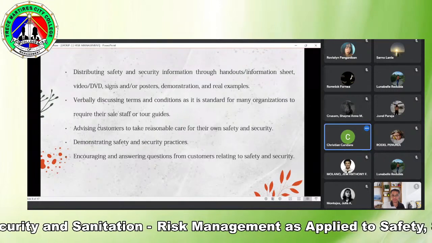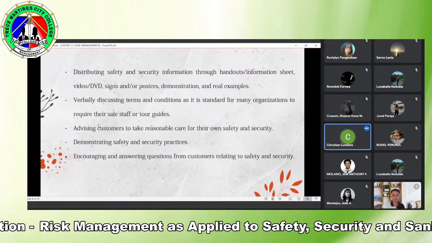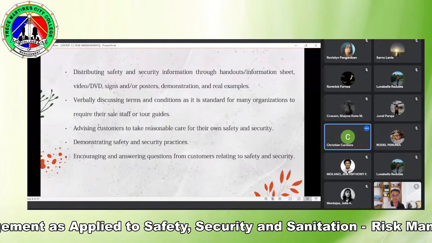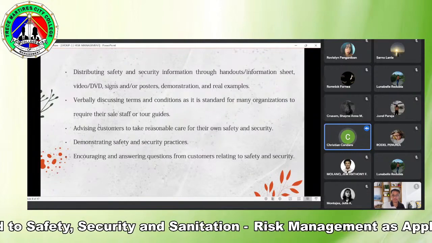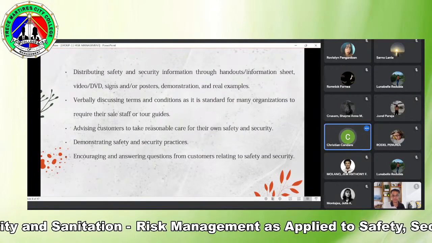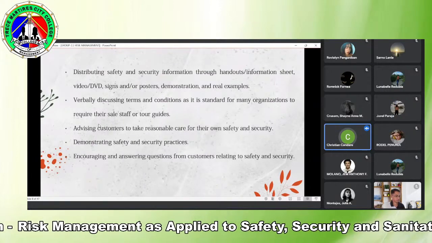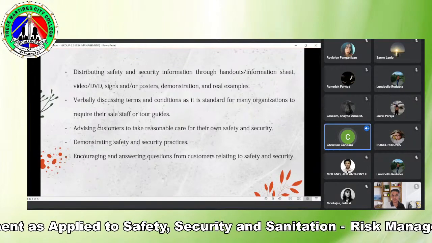Last is encouraging and answering questions from customers relating to safety and security. Because accurate information will expand the understanding and experience of tourists and visitors. If they are disappointed and have a negative impression of their vacation, maybe they do not have answers to their questions.